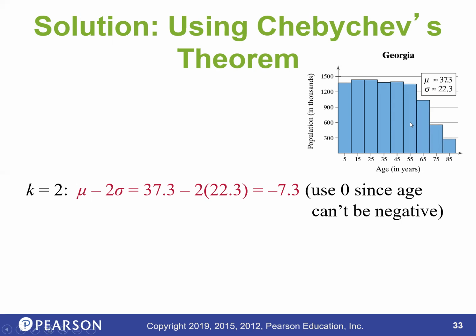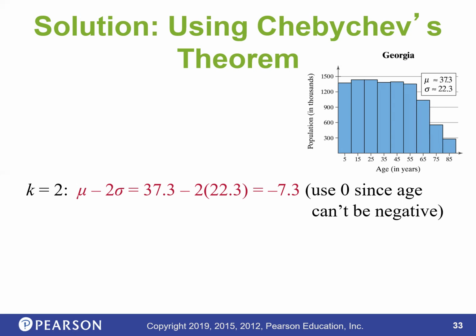So to capture 75% of the data going this way, and this way, I need to go down about 44 years. But I'm past the 0 marker. So in this case, I'm going to capture all the rest of the data with all the infants. We're good? It would not make sense to go down to a negative. So in this case, we're just going to use 0 since age can't be negative. Let's go the other way.